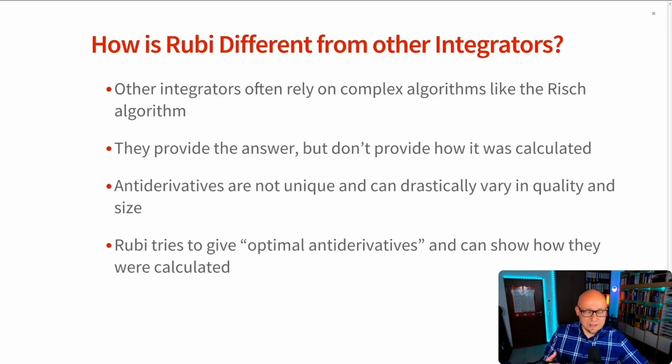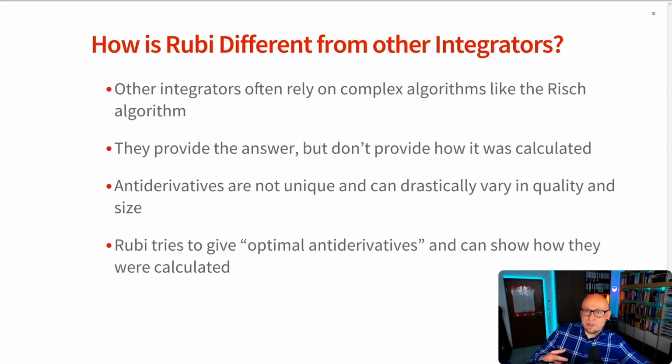The other thing is that antiderivatives are not unique. So you can have many of them for a single expression. And different antiderivatives can be drastically different in quality, both in size, but also in the quality of the functions that are used in the antiderivative. Ruby tries to solve specifically these points. So first, Ruby tries to give optimal antiderivatives in quality, but also in size of the antiderivative. We'll see an example in a moment.